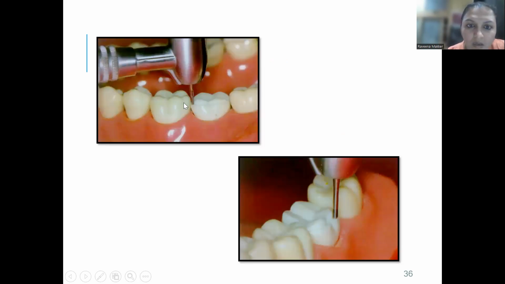As you can see, this burr is used. Number 171 burr is used where the functional cusp bevel is ending. This burr is used to create the shoulder finish line, that is the occlusal shoulder, and end cutting burr is used to define the shoulder.